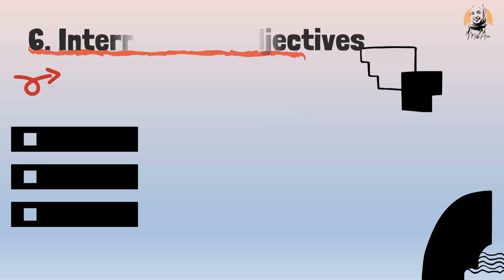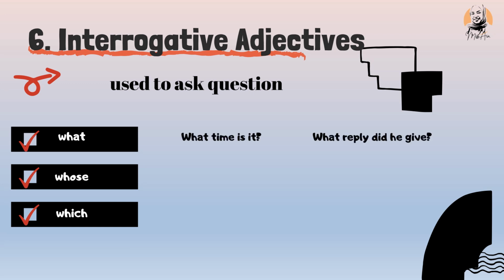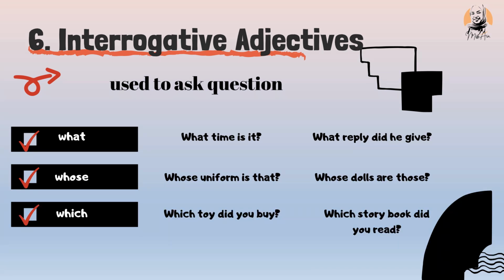The next adjective is called interrogative adjective. So these are used to ask questions. For example, what, whose, and which. What time is it? What reply did he give? For whose? Whose uniform is that? Whose dolls are those? For which? Which toy did you buy? Which storybook did you read?